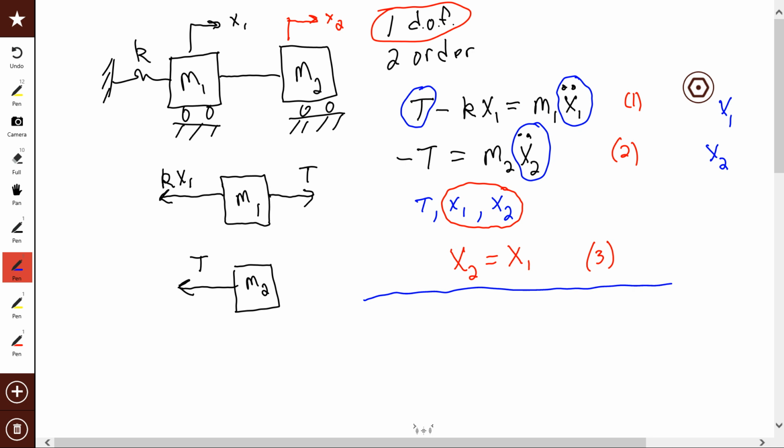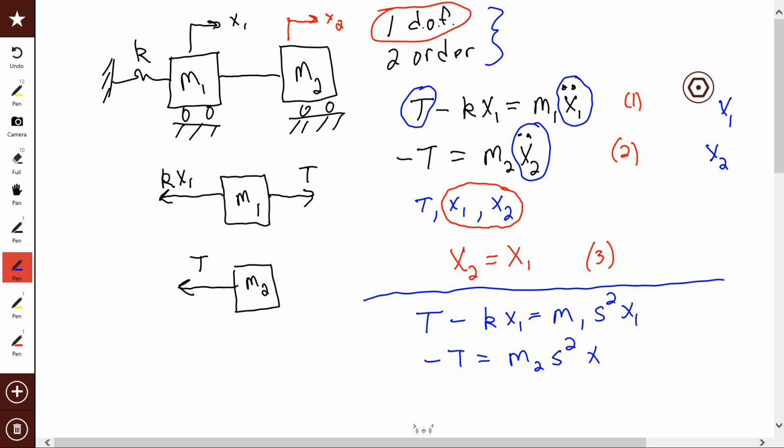Now I'm going to try to solve these together to come up with what I'm expecting. All right, so here we go. First equation, I'm going to use the S equation. So I'm going to get t minus k x1 equals m1 s squared x1. Next thing is minus t equals m2 s squared x2. Third one is x2 equals x1.